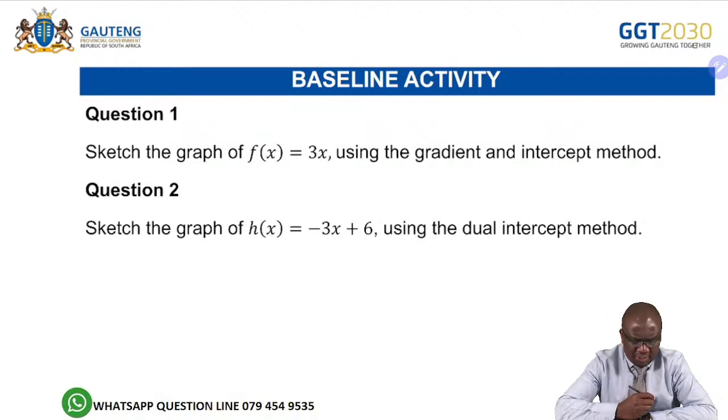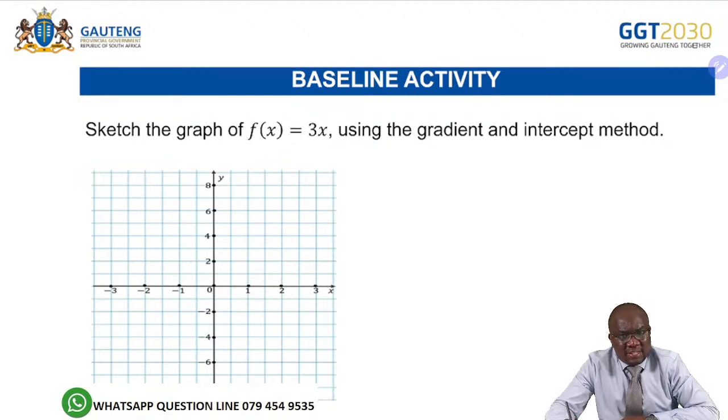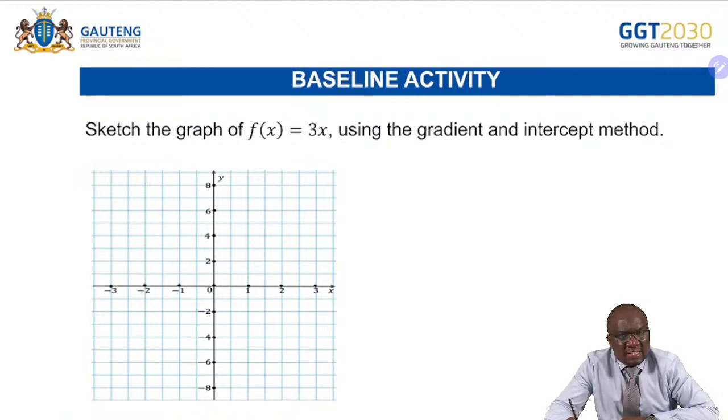Okay, right, let's go to question 1. It says sketch the graph of f of x equals 3x using the gradient and intercept method. What do I mean by that? Check the function there: what is the y-intercept? And what is the gradient? Then you use that y-intercept and the gradient to sketch the graph. Let's try that for 3 minutes.